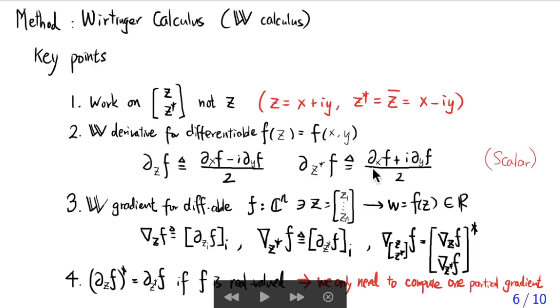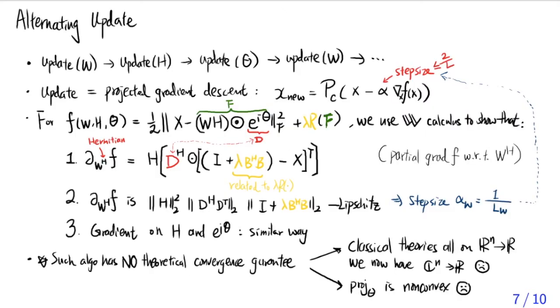And with this definition, we can define the gradient as follows. And lastly, point 4 means that for this function f, which is real valued, we only need to compute one part of this long partial gradient. So how do we exactly solve the CNMF problem? We have three variables, W, H, and theta. So we perform alternating updates.